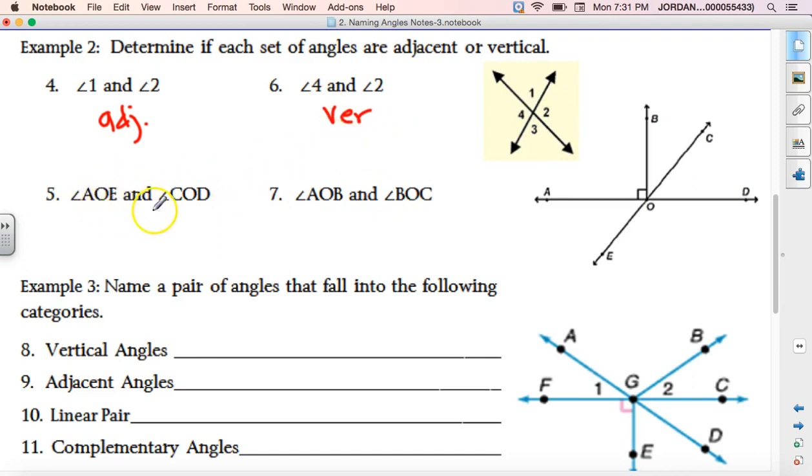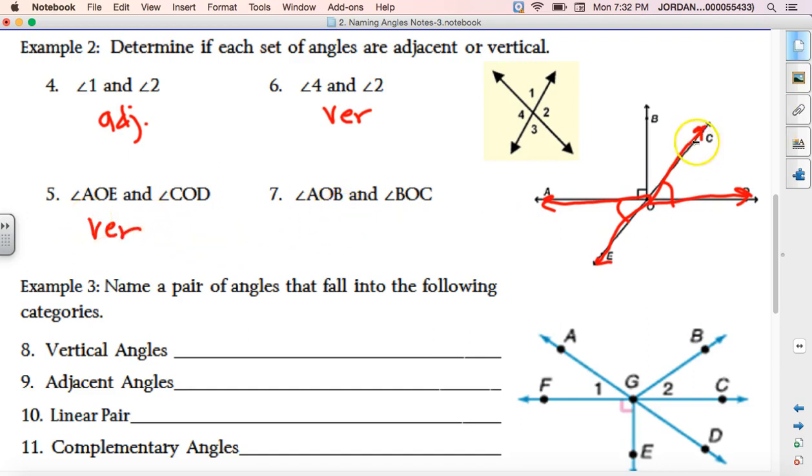Angle AOE and COD. So let's look at this picture right here. AOE. Let's draw it. Go from A to O and then to E. So that's the angle we're talking about when we say AOE. And let's draw COD. Angle C to O to D. Okay, so these two angles right here. I'm going to put a little angle mark in here, connecting the two sides. So this angle and this angle. Well, the question is, do they share a side or do they not share a side? AOE is these two lines. COD is these two lines. So these two angles do not share sides, so they are vertical.